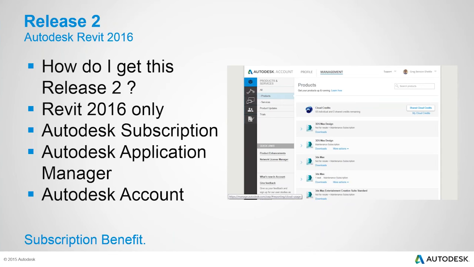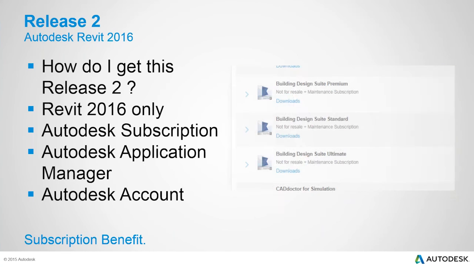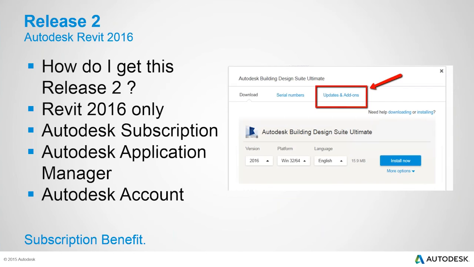Once you're on your products page, scroll down, find your product, and click on it. So here I found the building design suite. Once you're on the product page, you click on your product, and in this case it's going to be the building design suite.